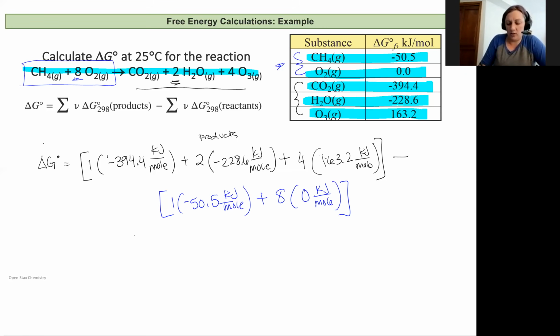So now I can plug this into my calculator. And when I do, I'm going to get a value that is negative 148.3 kilojoules, which is spontaneous. That delta G is less than 0, so I have a spontaneous reaction.